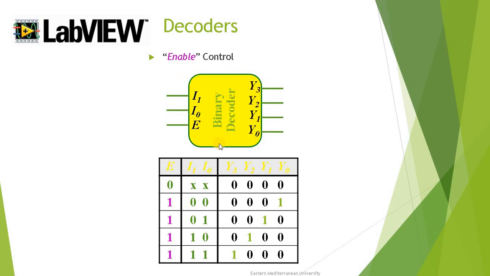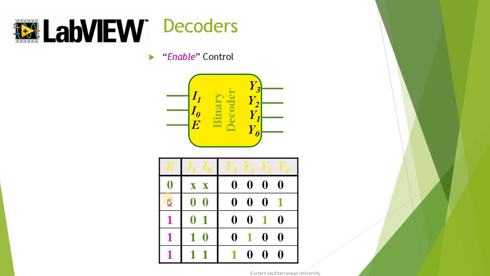This is the block diagram of the decoder. This is the enabling line. These are the two inputs, I0 and I1, and here are the four outputs, Y0 through Y3. And this is the truth table to show you the operation of this line decoder. If the enabling line is not active, which is 0, since it's active high, regardless of the signals you place in I0 and I1, your four outputs will all be zeros.